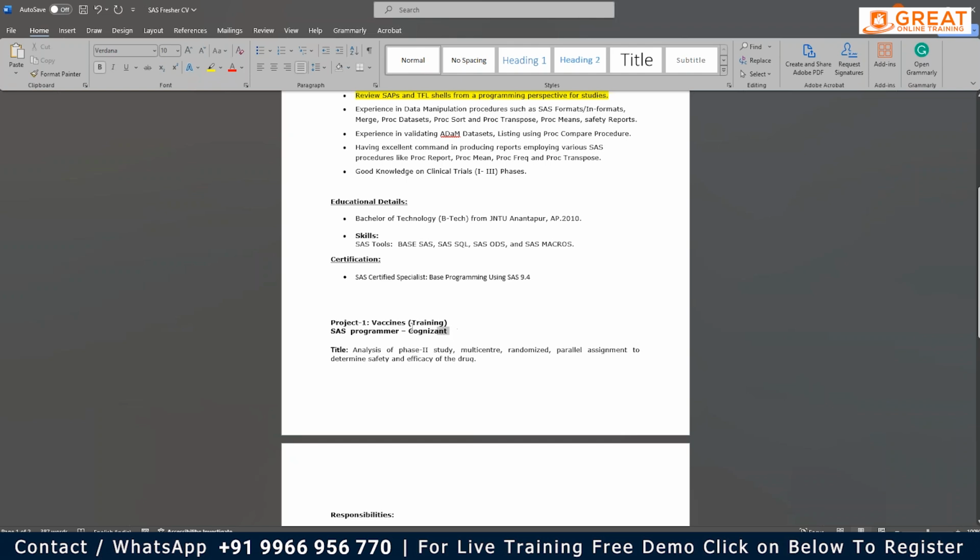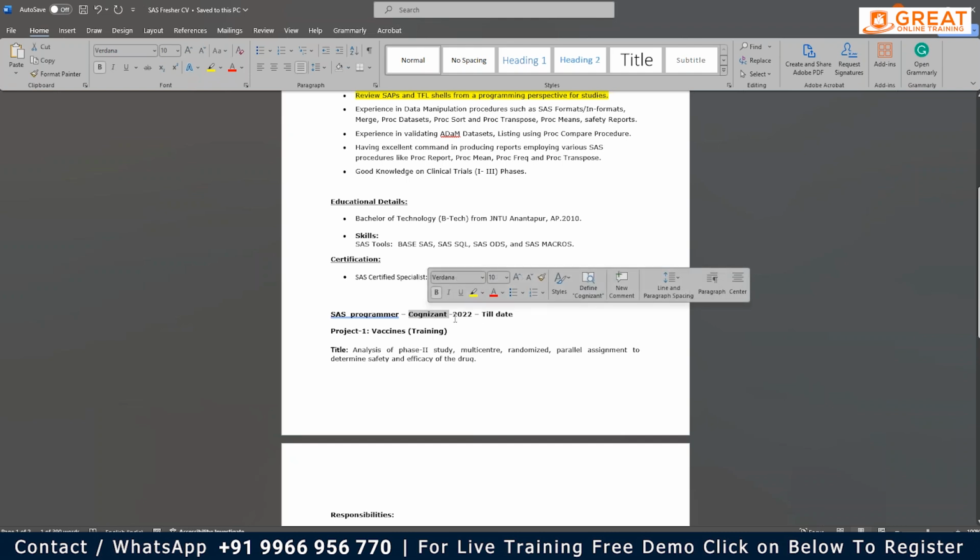So first you need to write this line: SAS programmer at Cognizant, and you need to write the year. 2022 hyphen till date, we can call it that. So working for Cognizant, you need to mention those names here. Whatever names you are taking, for the fake experience, wherever you're taking it, you need to mention those names here, and you need to mention the range.